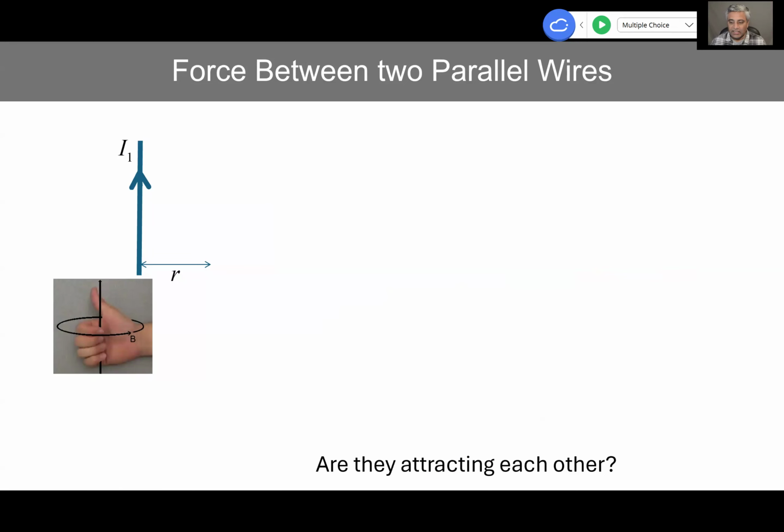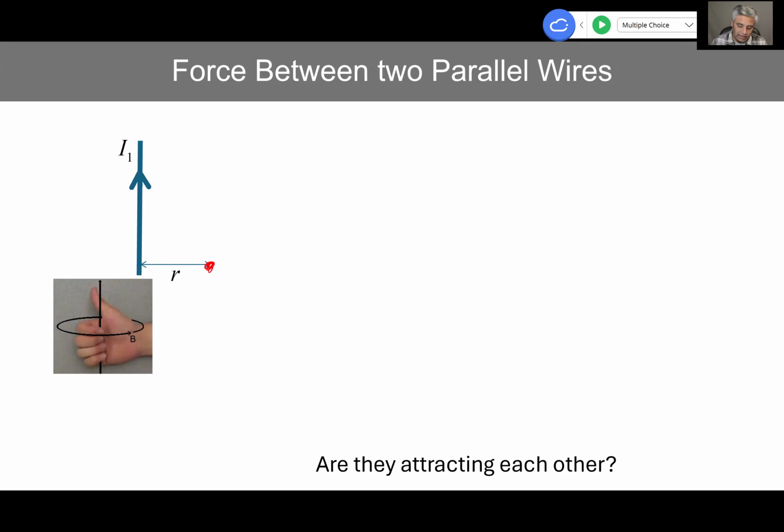Now, let's talk about force between two wires. We learned that when we put a wire in a magnetic field, it experiences force. And we also learned that when current is flowing through a wire, it produces a magnetic field. So for example, here, there is this current flowing through this wire. That's what I have drawn here.